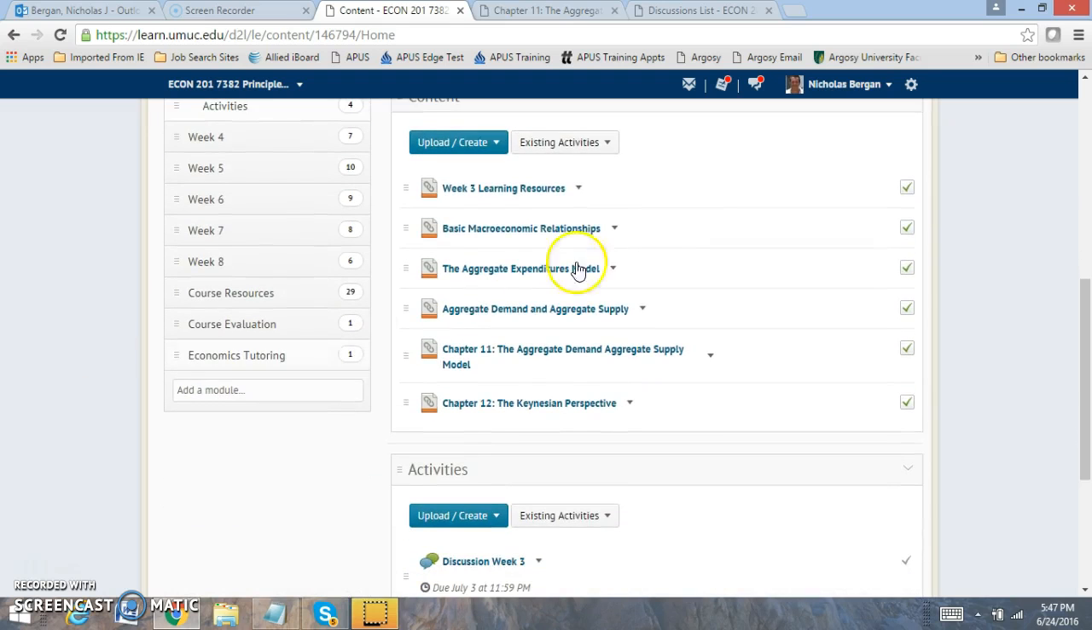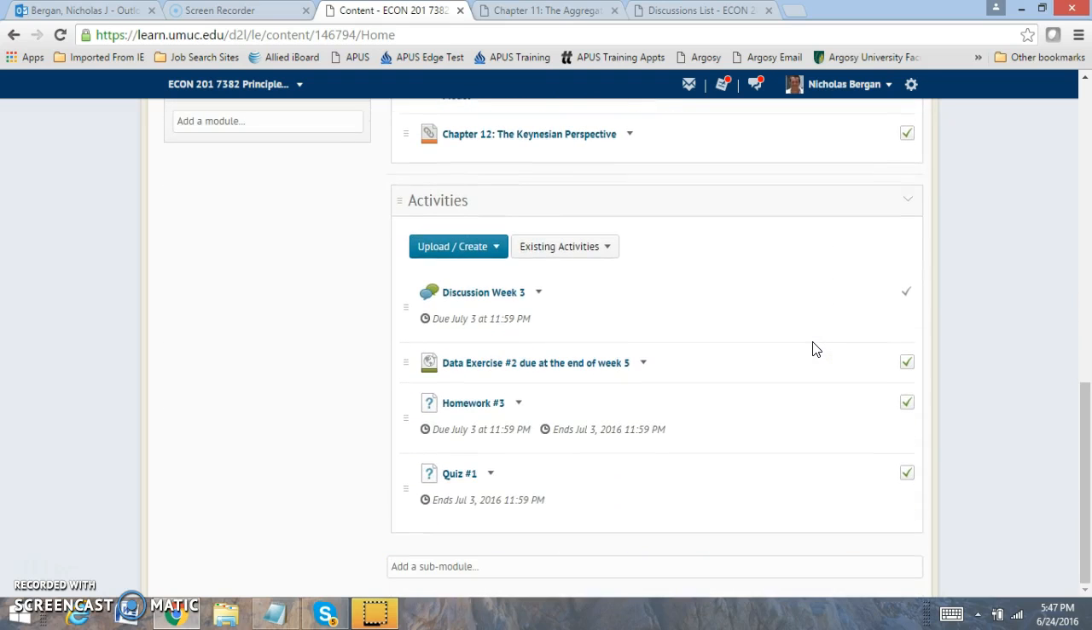In your content area, you have some resources, 3 different links that I think will be very helpful, 2 PowerPoint slides for chapter 11 and 12. Here's what's due this week. Discussion for week 3, which we'll go over, homework for week 3, and quiz number 1. Make sure that you start preparing for data exercise number 2.